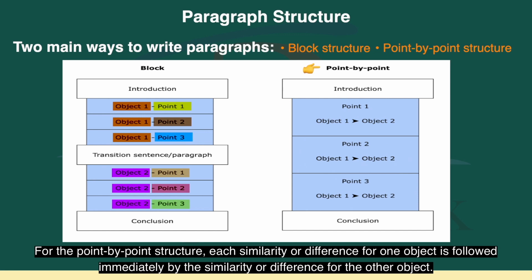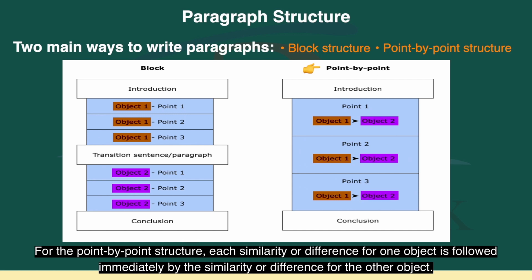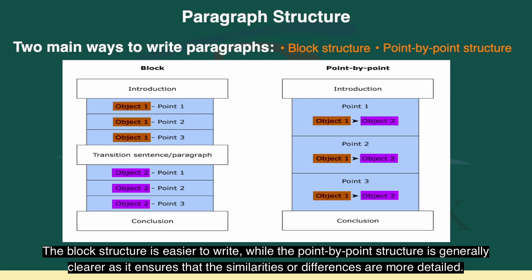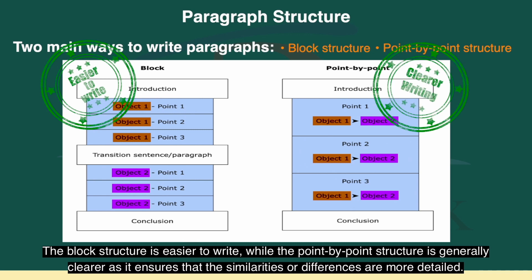For the point-by-point structure, each similarity or difference for one object is followed immediately by the similarity or difference for the other object. Both types of structures have their merits. The block structure is easier to write, while the point-by-point structure is generally clearer, as it ensures that the similarities or differences are more detailed.